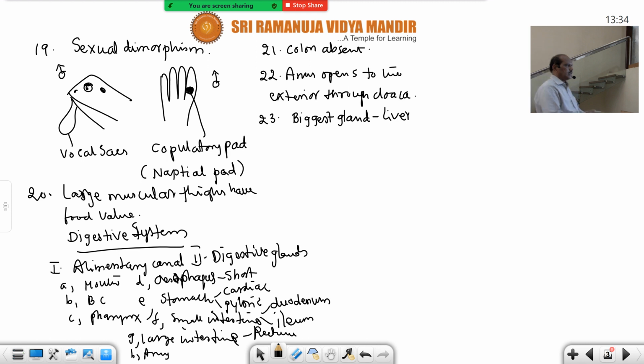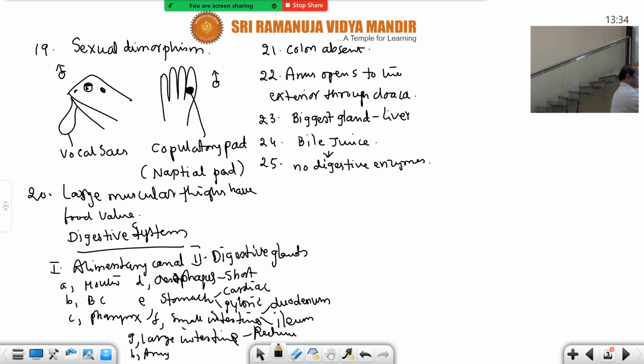So the biggest gland in frog is the liver. The liver secretes bile juice, bile salts, bilirubin and biliverdin, etc. No enzymes. Bile juice contains no digestive enzymes. It is a digestive juice without digestive enzymes. Important bit: no digestive enzymes.